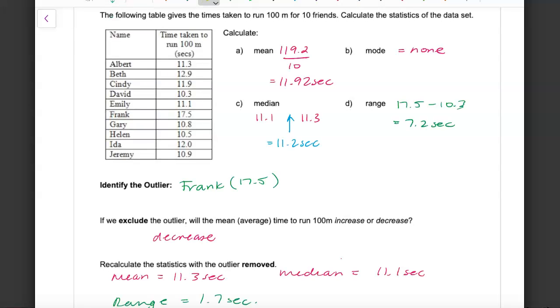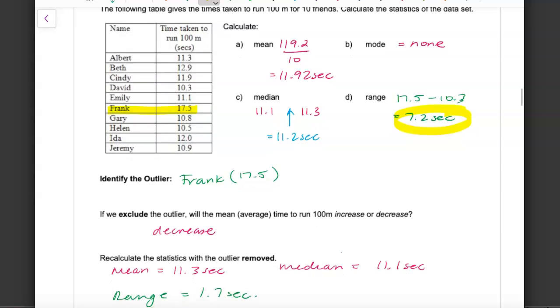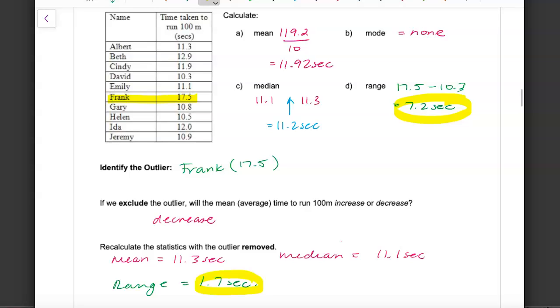So in this question, what we can notice straight away is that we have Frank as an outlier. He has a higher time, so he's a lot slower in his running of 100 metres. And this greatly affects our range. That originally has a 7.2 second difference, but as soon as we take Frank out of it, the statistics drastically reduce, where the other runners have very close times with a range of only 1.7 seconds. When we exclude an outlier, we'll see a change in our mean and in our median.